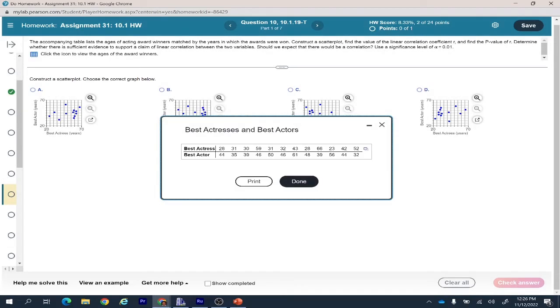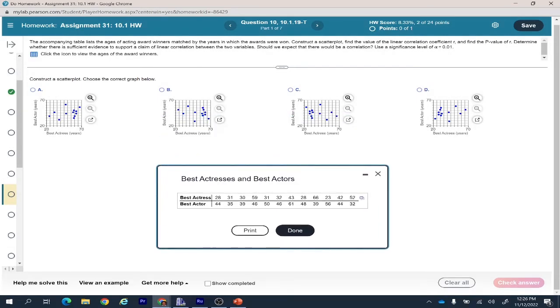In this problem, we have been given data, and then we can use a scatter plot. We can use StatCrunch to answer this question. The data lists ages of best actress and best actor acting award winners matched by the years. So they are not from the same movie, but they are from the same year in which the award was won. Construct a scatter plot. So we have to graph it, find the value of the linear correlation coefficient r, and find the p-value of r. Determine whether there is sufficient evidence to support the claim of linear correlation between the two variables.